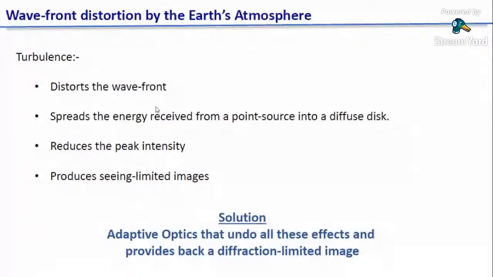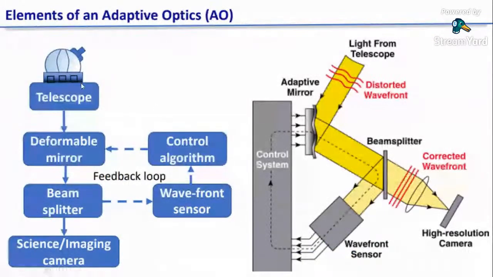Now let's see how. Adaptive optics is a modern technique. How it works is we have a telescope. There's a deformable mirror in the telescope, and the wavefronts come through a beam splitter, where one part is sent to the imaging camera and one part is sent to the wavefront sensor and the control algorithm. These deformable mirrors are so fast that they can make 100 to 1000 movements in 1 second, according to how much distortion is taking place by the atmosphere.